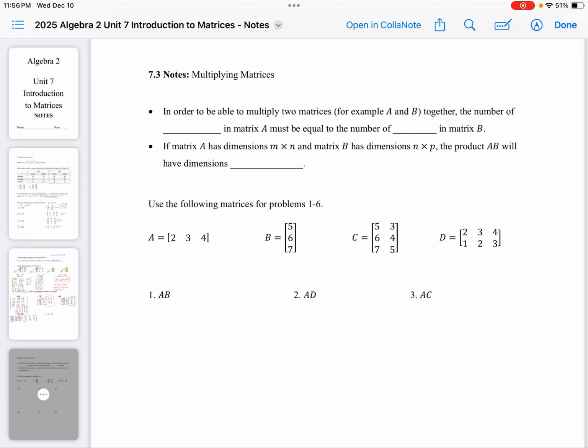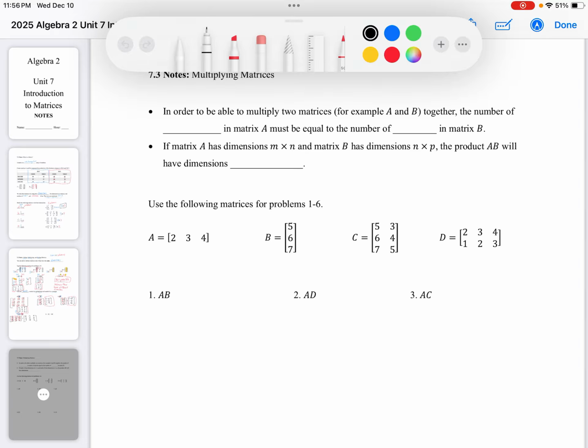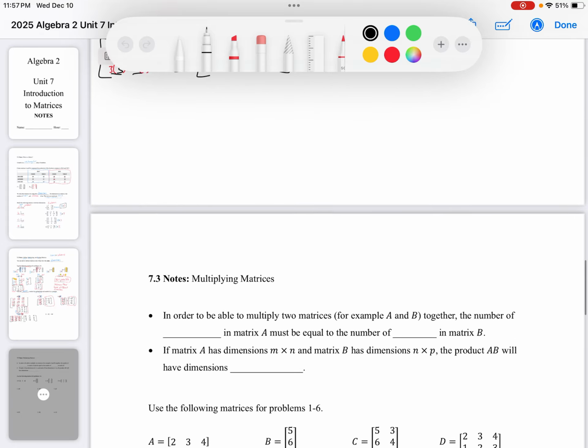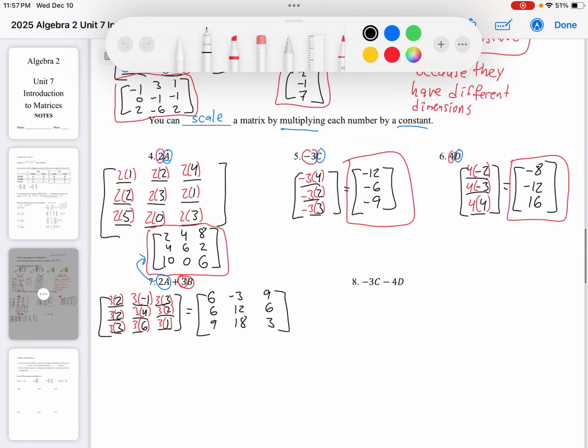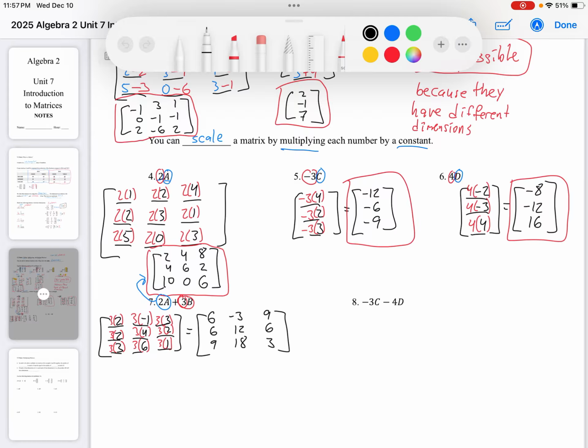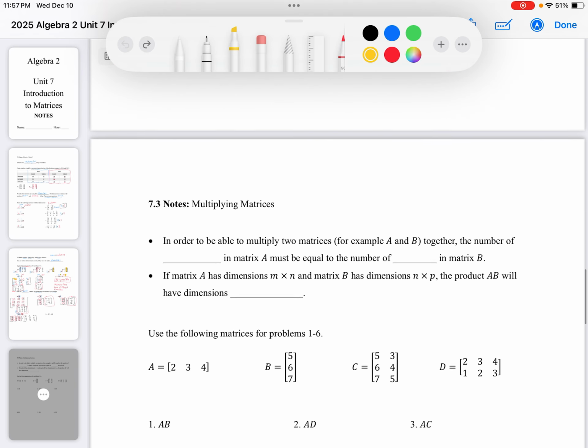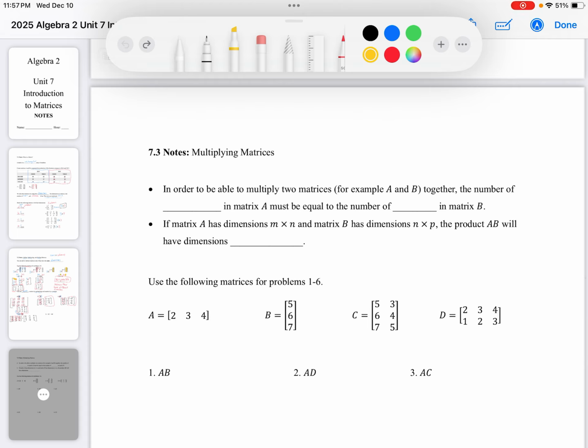Okay, in 7.3, we are going to be looking at multiplying matrices together. This is going to be different than what we were just doing in 7.2 when we were scaling, where we would be taking a number and multiplying it times a matrix, like, for example, 2 times A. We took matrix A, multiplied it times 2. This time, instead of multiplying a number times a matrix, we're going to be multiplying two matrices together.